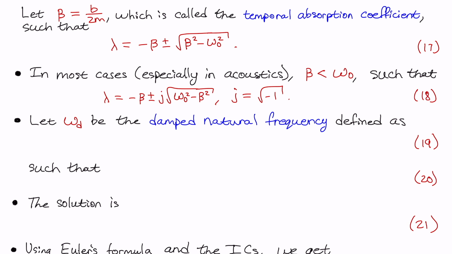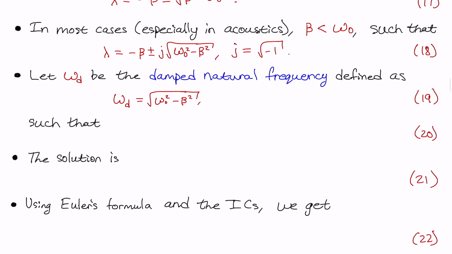We're going to then say that omega sub d is our damped frequency, and we define it as omega sub d equal to the square root of omega 0 squared minus beta squared, such that lambda is equal to minus beta plus or minus j times omega d. So we have the temporal absorption coefficient and our damped natural frequency.